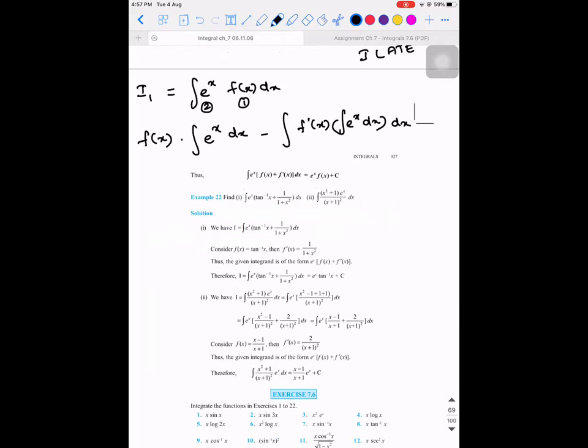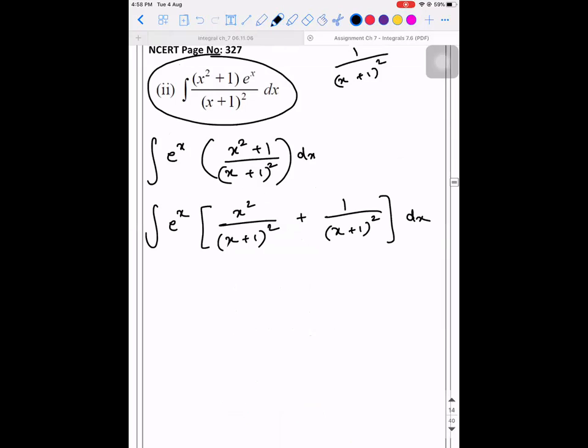Sir, can we multiply e power x on the side, sir? Then do it individually, sir. That you can do, but I wanted to apply this method. You can definitely do it individually also. You're trying to do this one separately and this one separately, right? Yes, sir. You can do that. If you don't get the idea, you can definitely do.